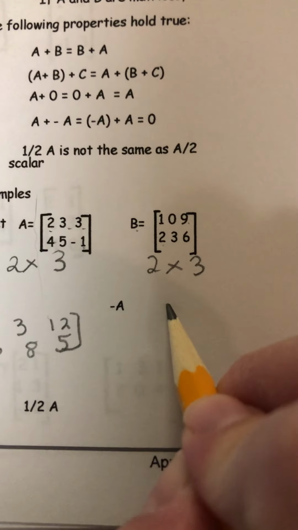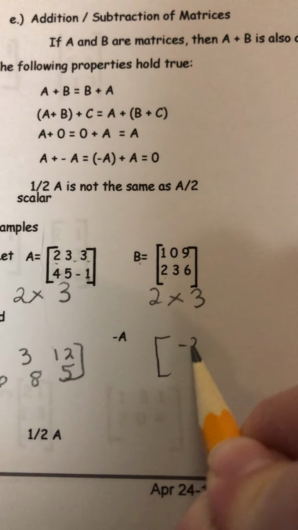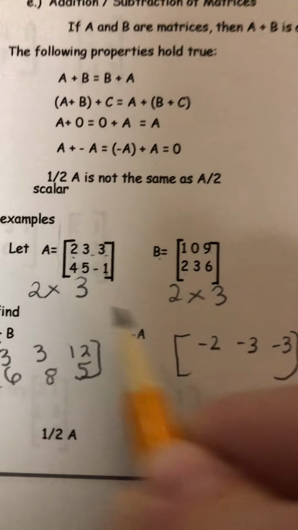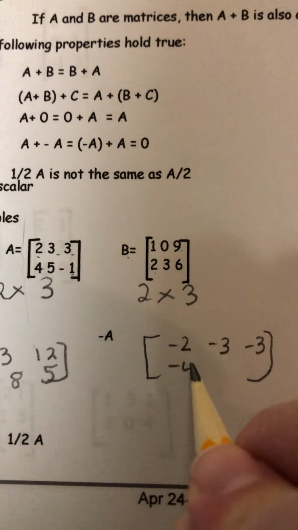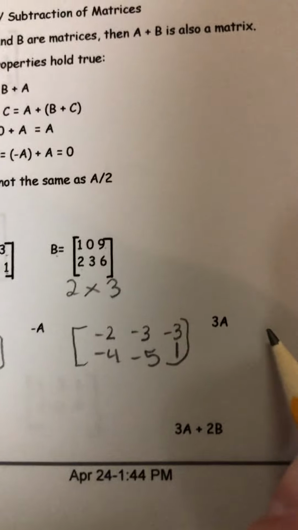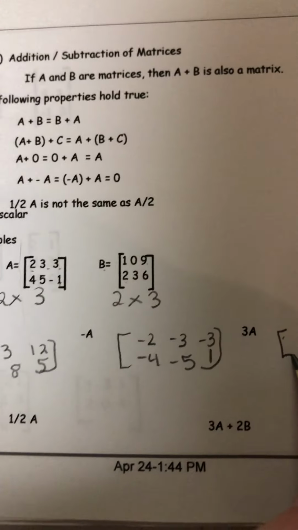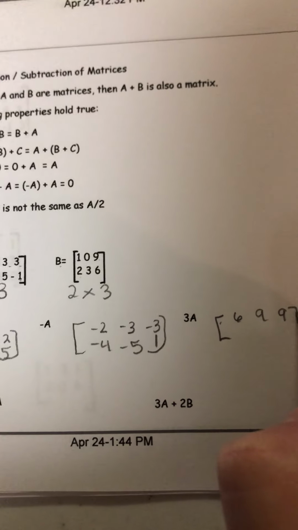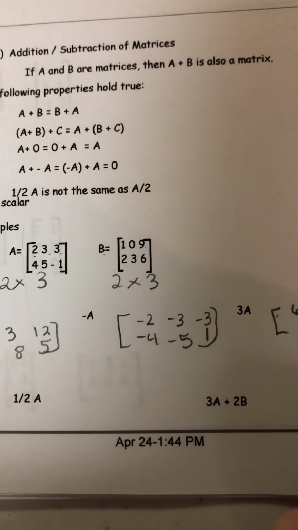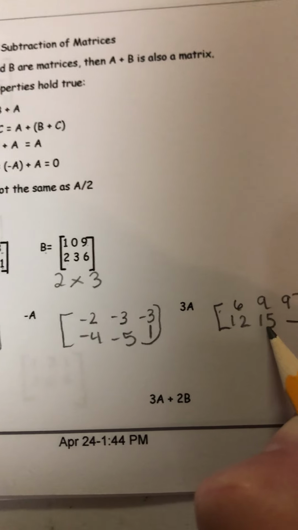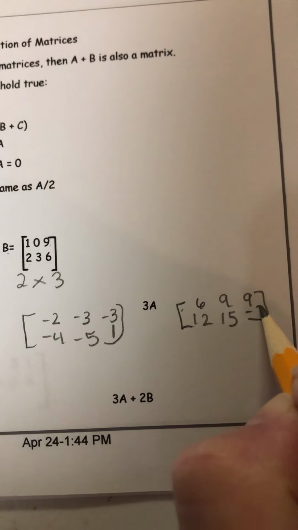Negative A, what that denotes is we're going to negate all the entries. So negative 2, negative 3 is row 1. Row 2 would be negative 4, negative 5, positive 1. If you want to triple matrix A, you multiply all the entries by 3. So 3 times 2 is 6, 3 times 3 is 9. So there completes row 1. 3 times 4 is 12, 3 times 5 is 15, and 3 times negative 1, negative 3 completes row 2.